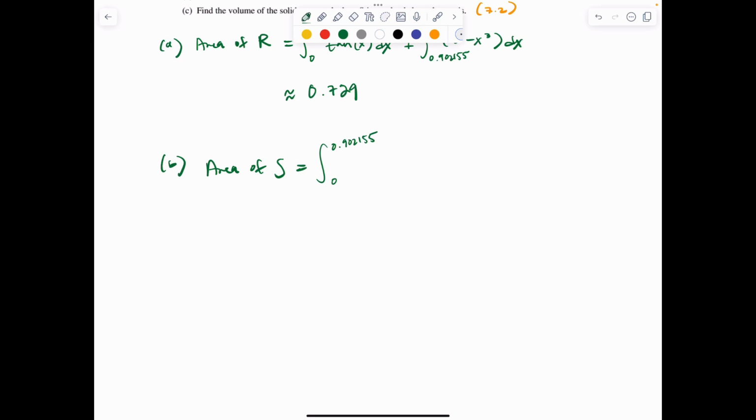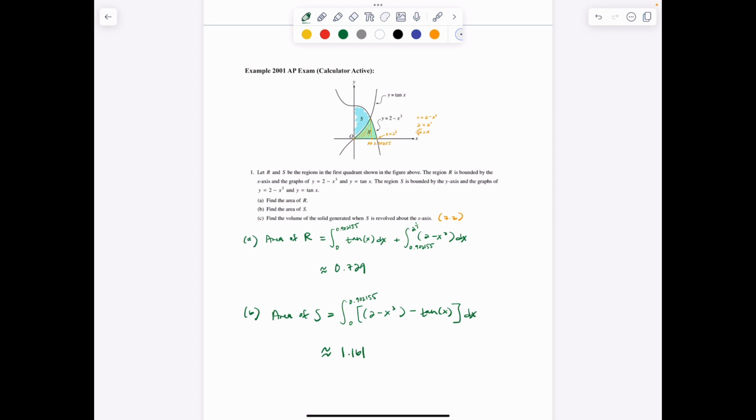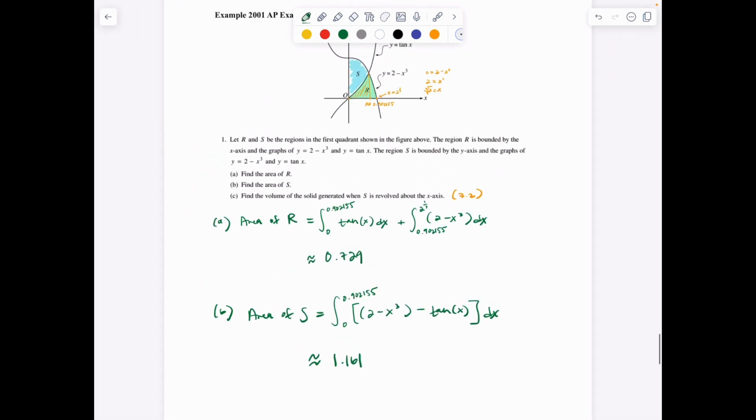And then the top function will be 2 minus x cubed, and then minus tangent, dx. When you put that into your calculator, you get approximately 1.161 for the area. And again, part C is something that we will be covering in section 7.2.